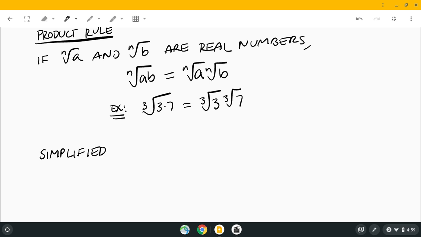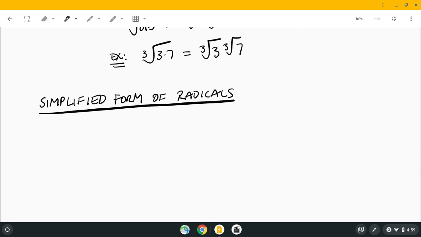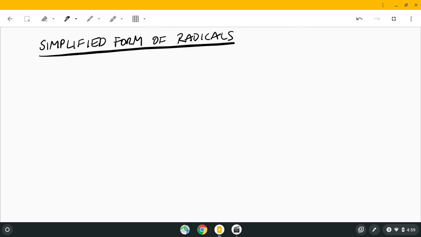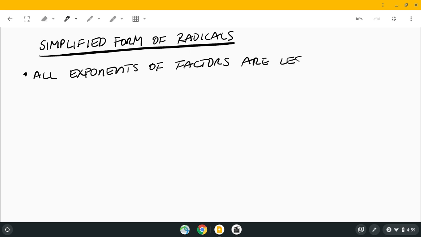Simplified form of radicals. Okay, so we have all exponents of factors less than the radical index. Okay, so all exponents of factors are less than radical index.